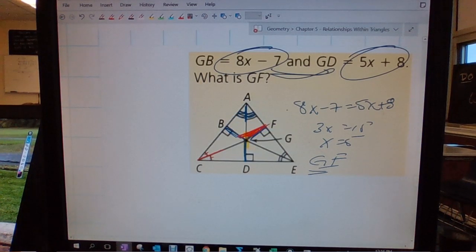Yeah, that's that segment, or it's that red segment, which is the same thing as GD or the same thing as GB, right? So I can plug back into any one of those, GB or GD, evaluate, and that's going to give me, what, 25, 32? 33? So give me 33, which is the same distance as GF. Does that kind of make sense? Yeah. Okay.